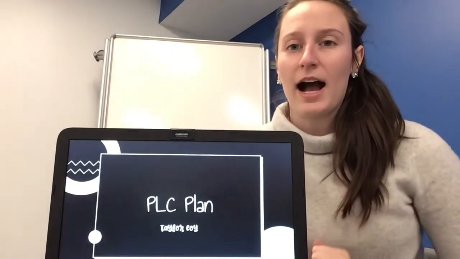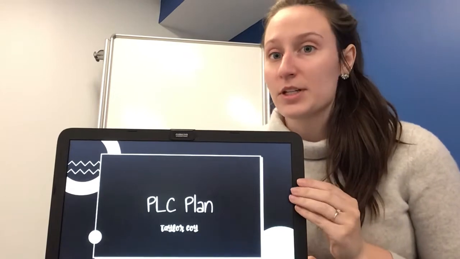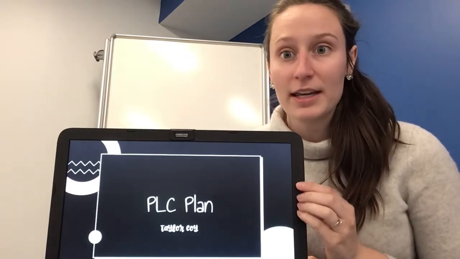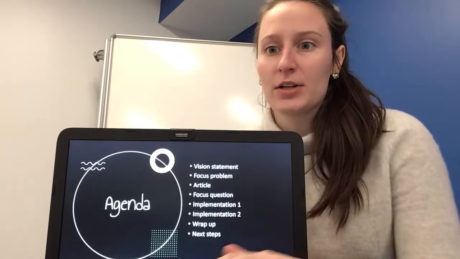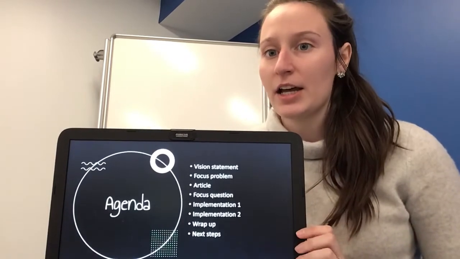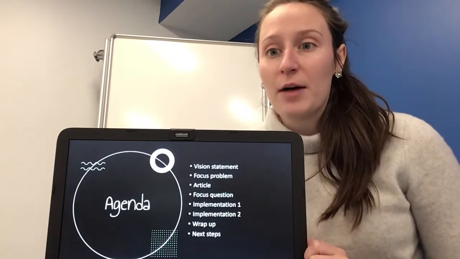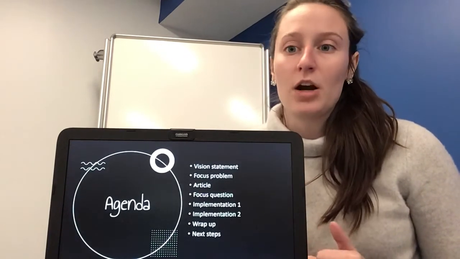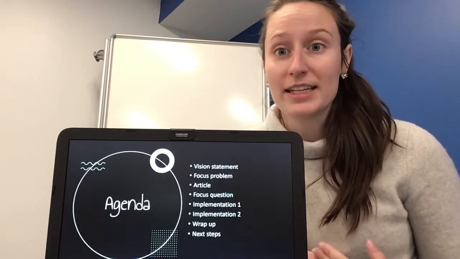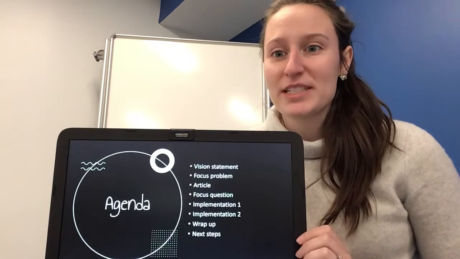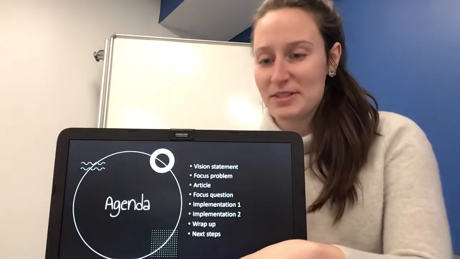Okay, so I am going to go over this PLC plan, which is over student engagement and focus. So to jump in, this is our agenda. We have the vision statement, the focused problem, the article, which helps support what I'm talking about in this plan today, implementation 1, implementation 2, the wrap up, and then next steps.